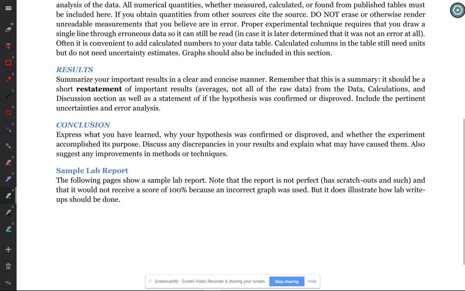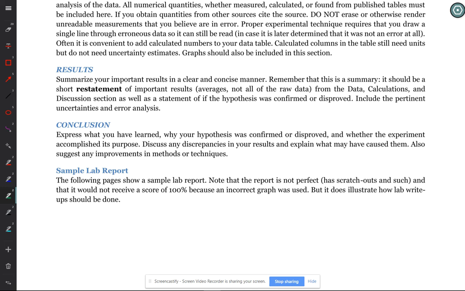All right, to the results. As you're going through your data, calculations, and discussion, I'll put them in a different order, you're going to be calculating results. The results section is where you summarize things that you calculated above that were important. So the results is not new things, it's the summary of the important things.